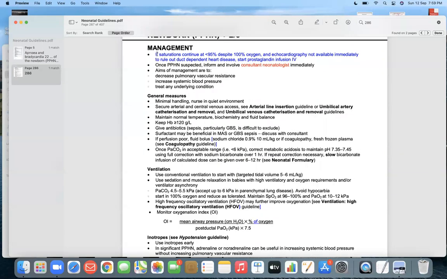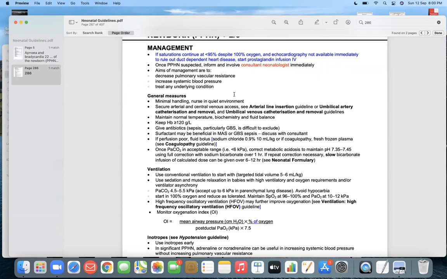Okay. Management: if saturations continue to be less than 95% despite 100% oxygen, and echocardiography is not available immediately to rule out duct-dependent heart disease, start prostaglandin IV.